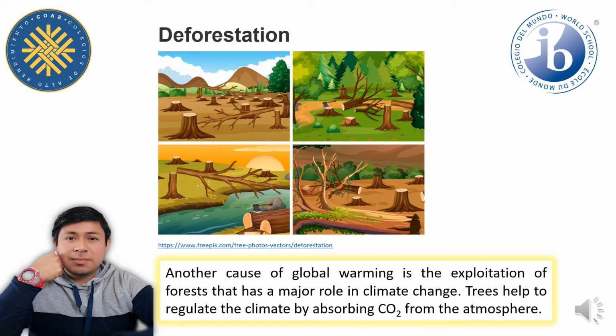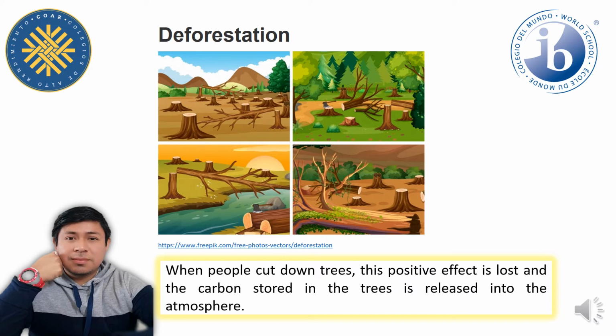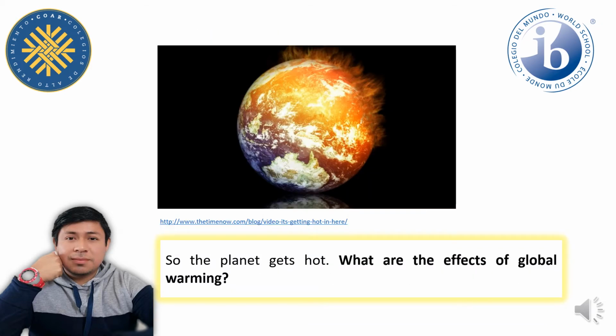Deforestation. Another cause of global warming is the exploitation of forests that has a major role in climate change. Trees help to regulate the climate by absorbing carbon dioxide from the atmosphere. When people cut down trees, this positive effect is lost and the carbon stored in the trees is released into the atmosphere. So the planet gets hot.